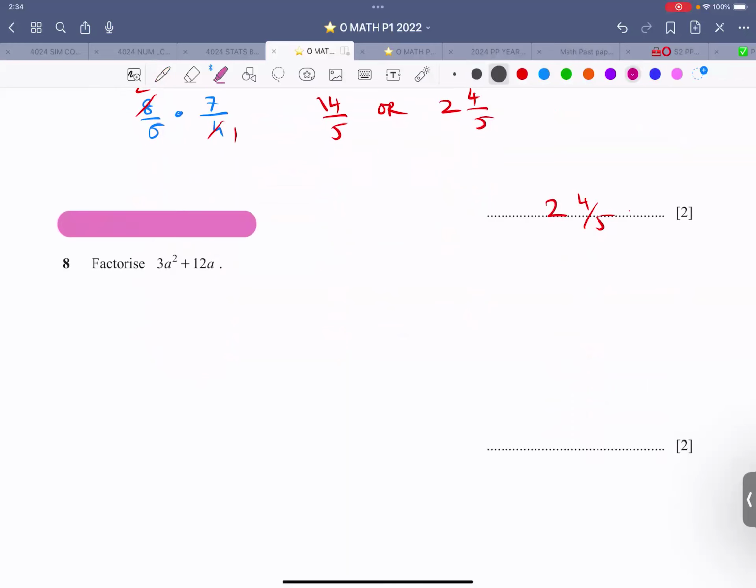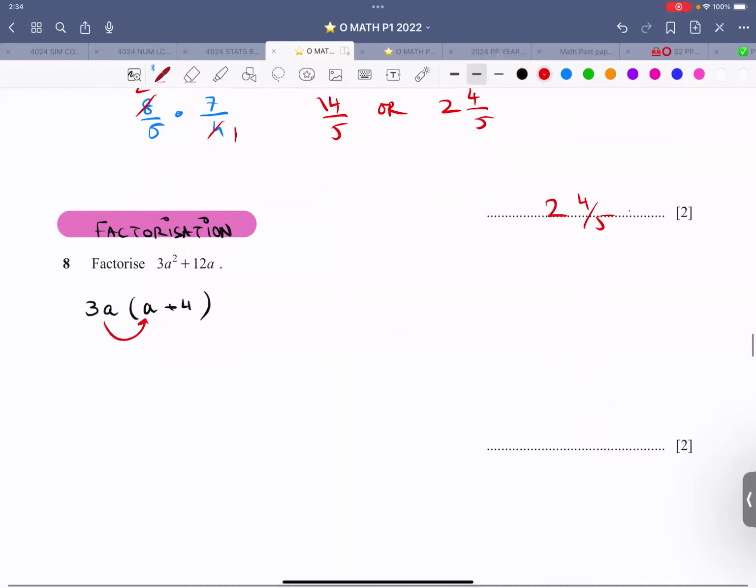Factorize, something very, very basic factorization. Sometimes they are giving too easy of a question. So be very careful. Don't get overconfident. You can take 3a common out. So a plus 4 is left. No harm in double checking. 3a into a, 3a square. 3a into 4, 12a. It's all good. Just leave it as it is. 3a bracket a plus 4. That's the answer.